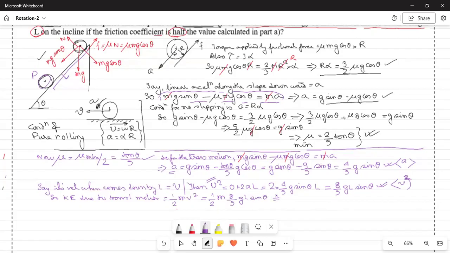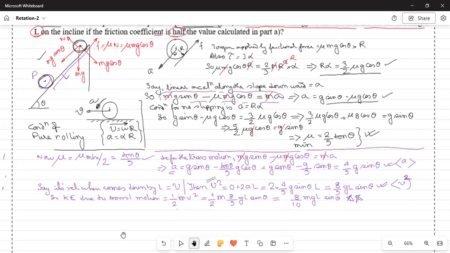This is equal to 8/10 mgl sine theta. This is one part of kinetic energy that is due to translational motion.